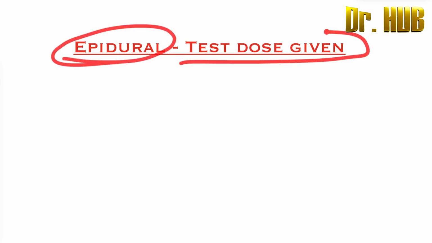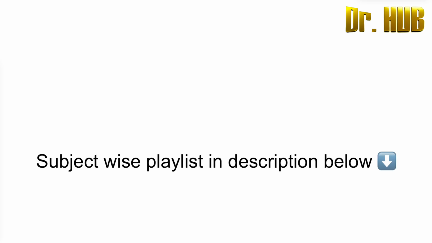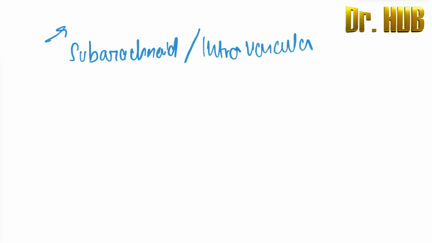Epidural, and we are looking at the test dose which is given. The test dose is designed to detect both subarachnoid and intravascular injection. So, two things. And the classic test dose combines the local anesthetic and the epinephrine. So what is a classic test dose?